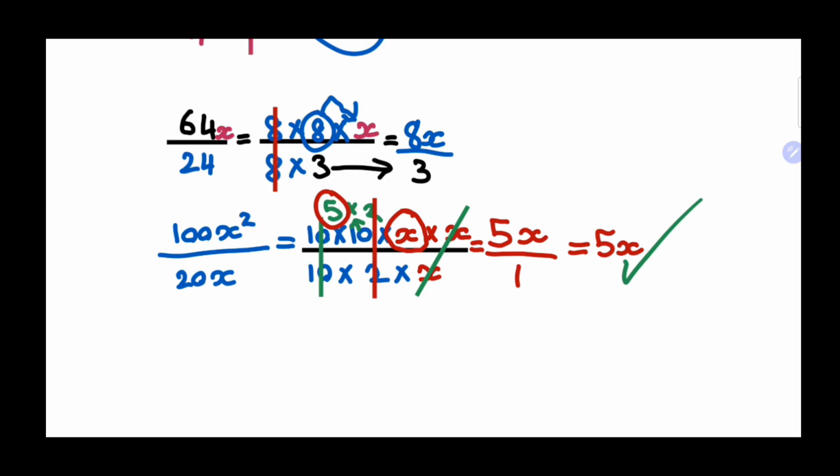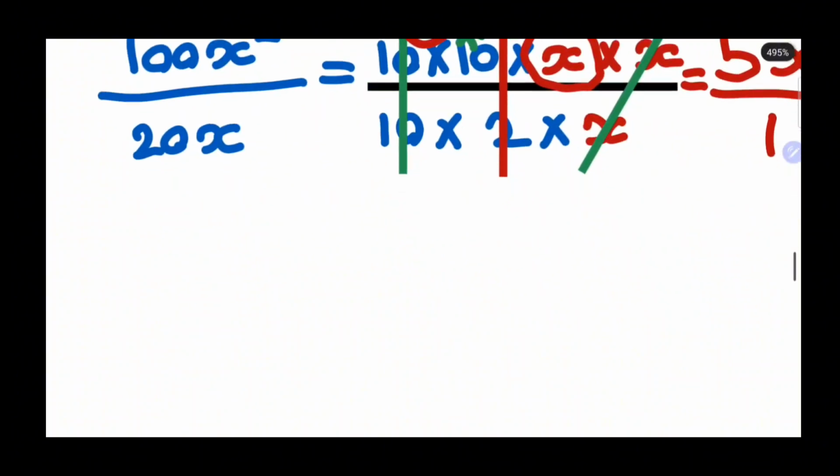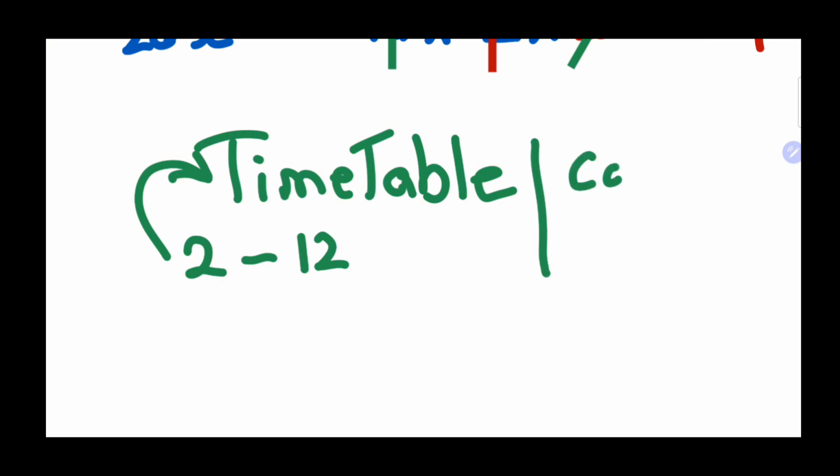So at this point, you should be noticing a pattern. To reduce fractions, you need to know your timetable. So if you're having any form of difficulty with reducing fractions, I suggest that you study the timetable from 2 all the way up to 12 and then come back at it. So timetable and common factors.